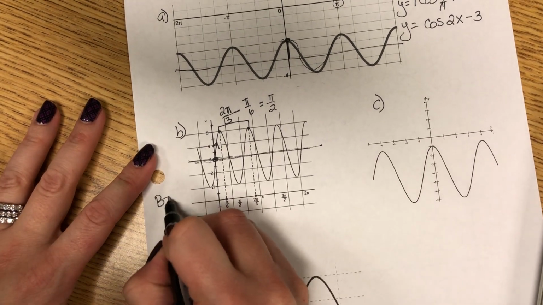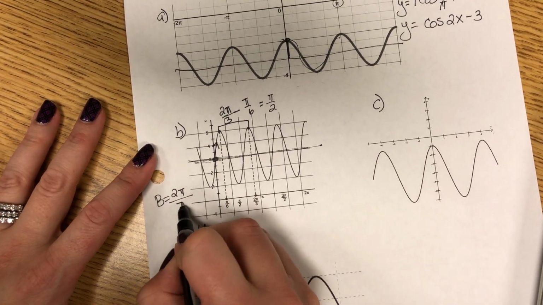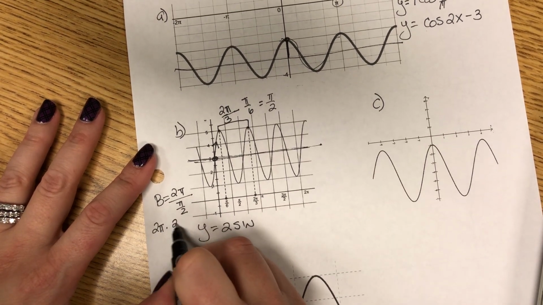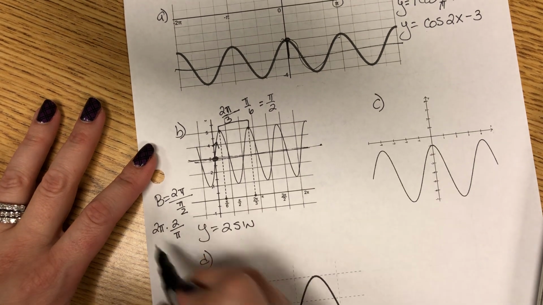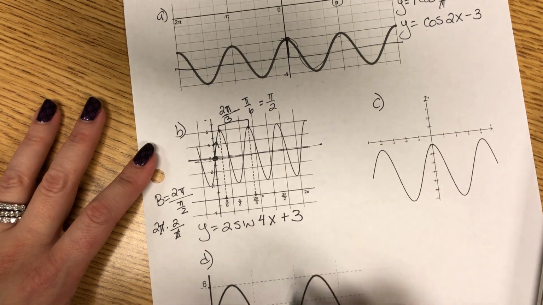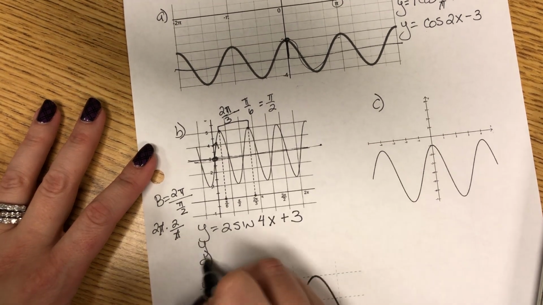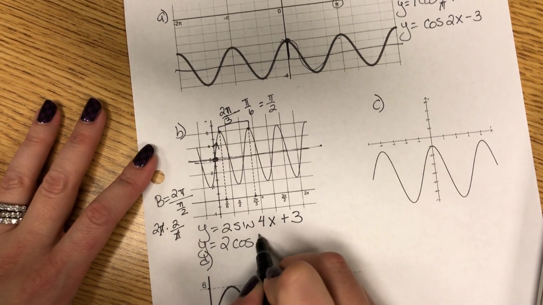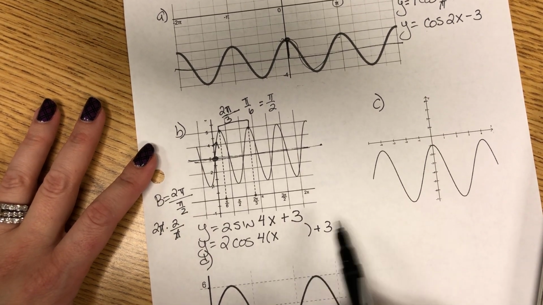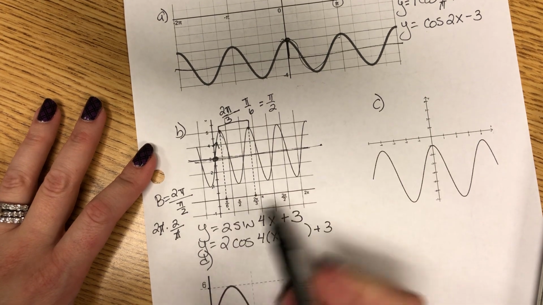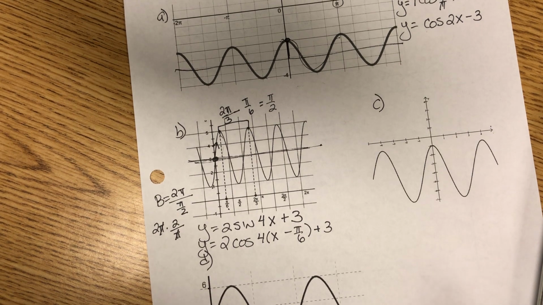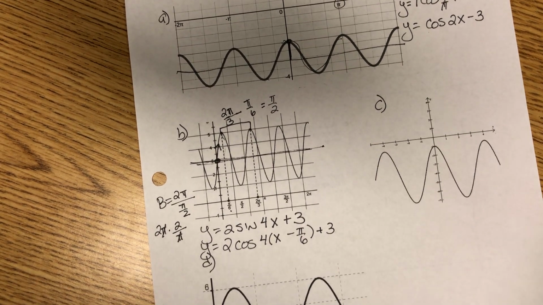So the B value is 2 pi over pi over 2, which is 2 pi times the reciprocal of the denominator. So that's 4, and then up 3. Because this one's so nicely labeled, I'll do a cosine function with the phase shift. The maximum is moved over to the right, pi over 6. So everything else about that equation is the same except for that phase shift.